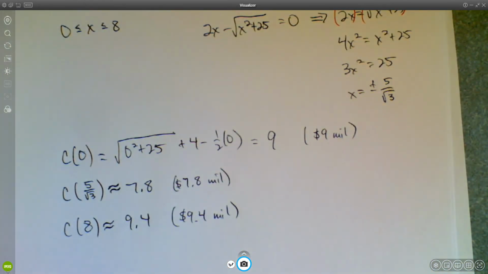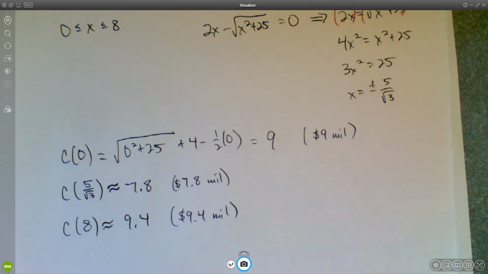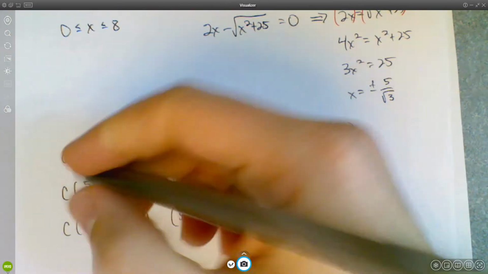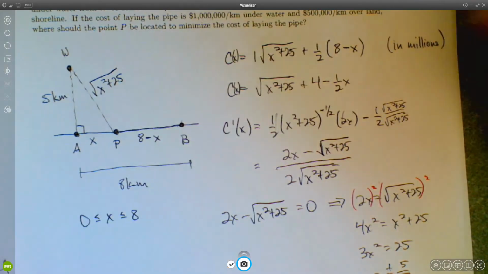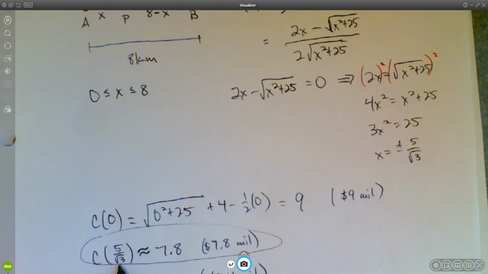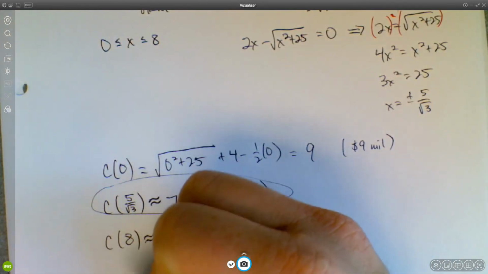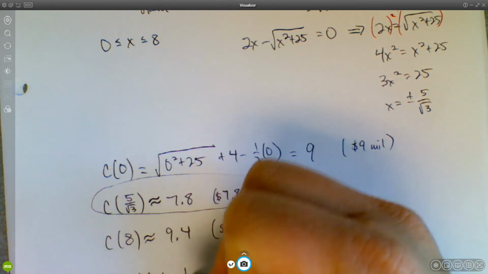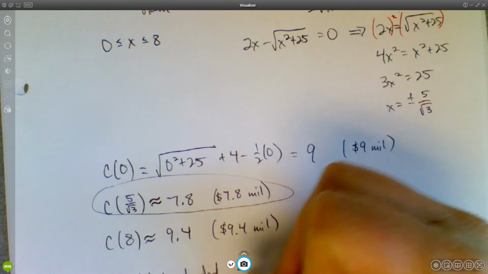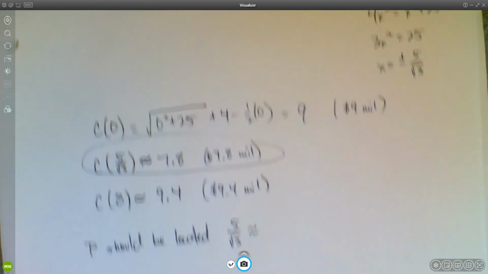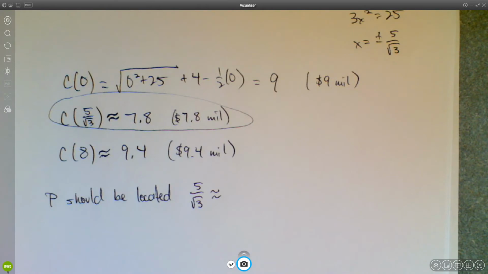Okay, so what's the winning strategy, right? What minimizes the cost? Well, that would be this one right here, right? So it's asking, where should point P be located to minimize the cost? Well, point P should be located at 5 over root 3 kilometers from A, right? So we'll say P should be 5 over root 3, which is approximately 2.89.